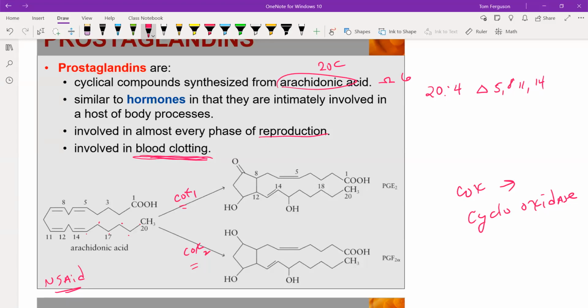Now, COX-1 produces the good prostaglandin. COX-2 produces the bad prostaglandin. Okay, this is pain relief. Anti-inflammatory. This prevents clotting.